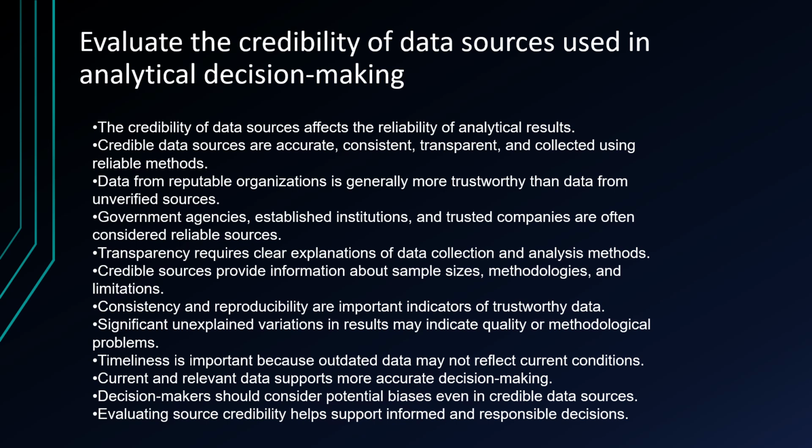Consistency and reproducibility are also major indicators of source credibility. Reliable analytical methods should produce relatively stable and repeatable results under similar conditions. If repeated studies or analyses generate dramatically different conclusions without clear explanations, this may indicate methodological weaknesses, poor data quality, or hidden biases. Significant unexplained variations should encourage analysts to investigate further before accepting the findings as reliable evidence.